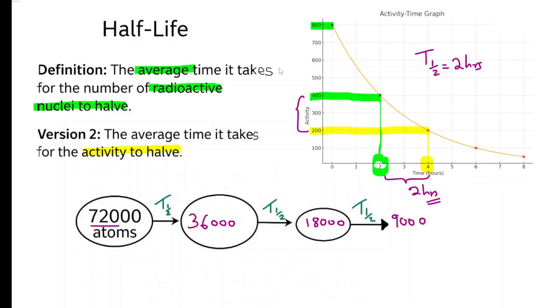Now, different elements have different half-lives. Sometimes it can be less than a second. Sometimes it can be a couple of days, maybe 100 years, hundreds of years, thousands of years, or even millions of years. And you will be given those values in the exam if they ask a question based on this.